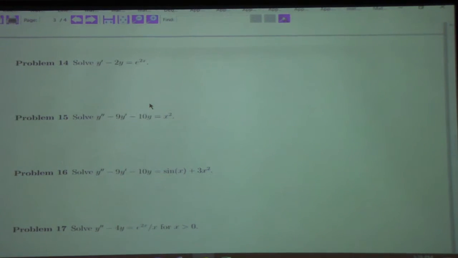Now, you can't always do that, right? If I don't have a 2 here, if I've got a 2 over x, I'm out of luck. I've got to do the integrating factor method. I don't have a choice. But if it's constant coefficient, I can use constant coefficient techniques, which are easier.